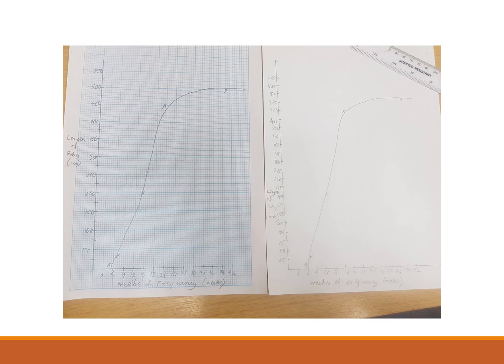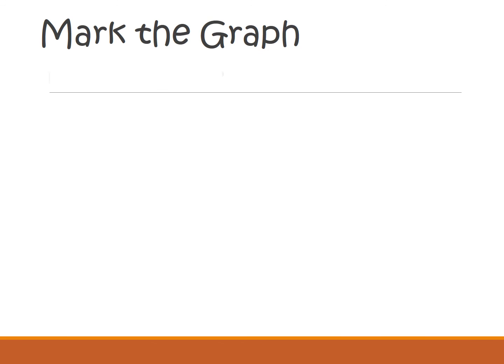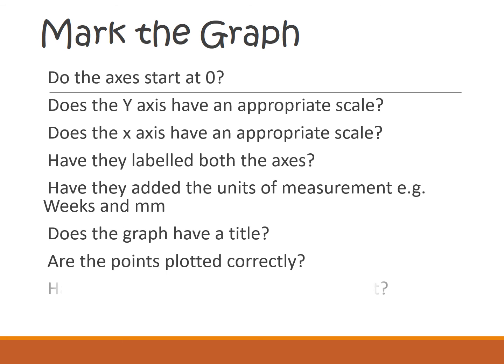Your answer to where does the baby develop the fastest is between 14 weeks and 20 weeks. So 14 to 20 weeks. And there you go. That's what it looks like there. So I hope you managed to draw your graph. If you want, have a go at marking. Make sure you've done all of those things. Oh, I forgot to say, I've obviously put a title in my graph. My title was the length of baby during development.